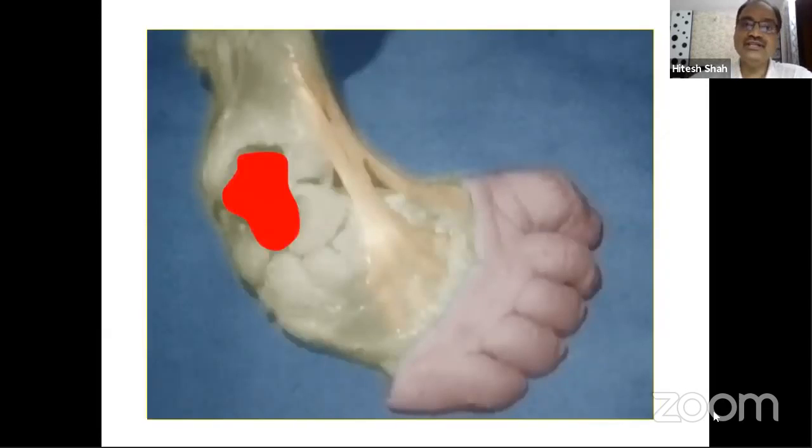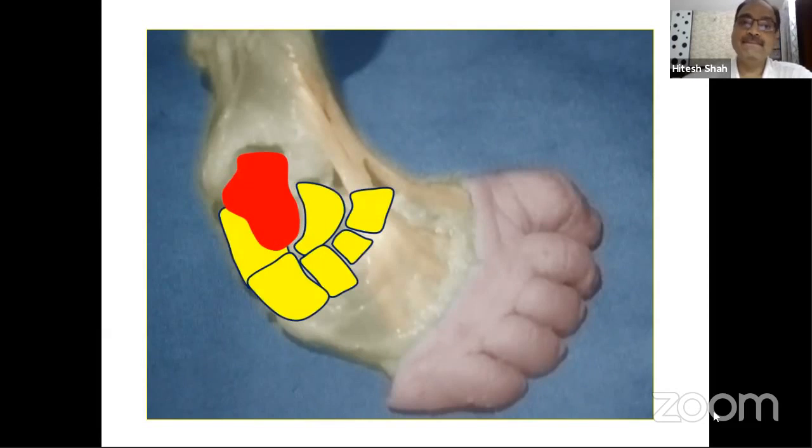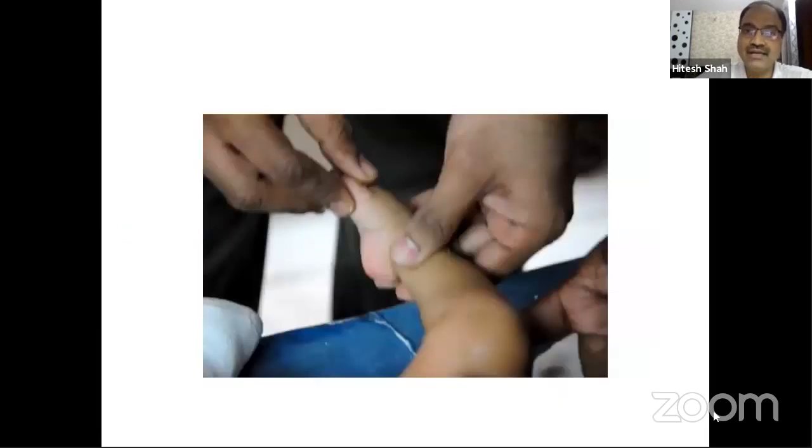So when you see the dissected specimen, the head of talus is visible in red and all the tarsal bones are visible in yellow. The navicular is shifted medially, and the rest of the foot follows the navicular. So we need to align the talonavicular joint normally by keeping the foot in abduction, and we try to abduct the forefoot by putting pressure on the head of talus. That's why you need to do the forefoot adduction correction by abducting.